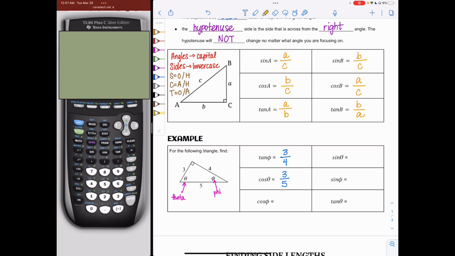Next, I'm going back to the Greek symbol phi, and I want to find the cosine of phi, which means I need to have the adjacent side, which is 4, divided by the hypotenuse, which is going to give me 4 over 5. Then if we go back to the angle theta, the sine of theta is the opposite, which is 4, over the hypotenuse, which is 5. So that is going to be 4/5.